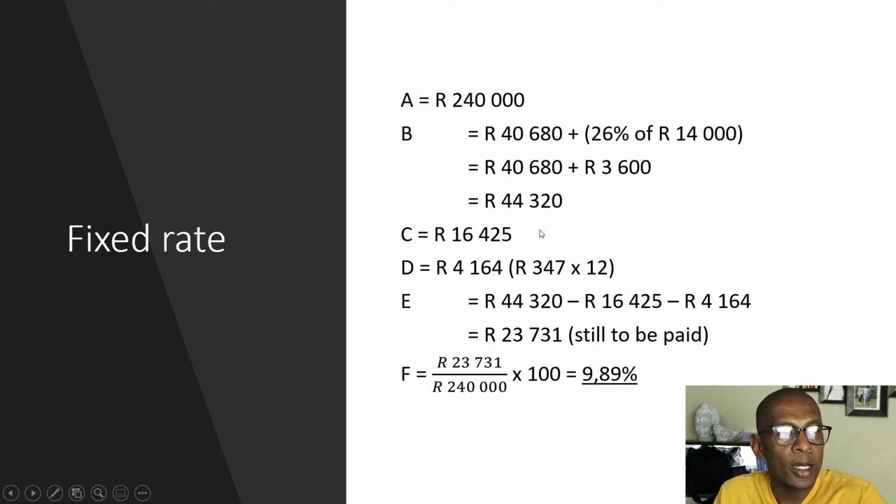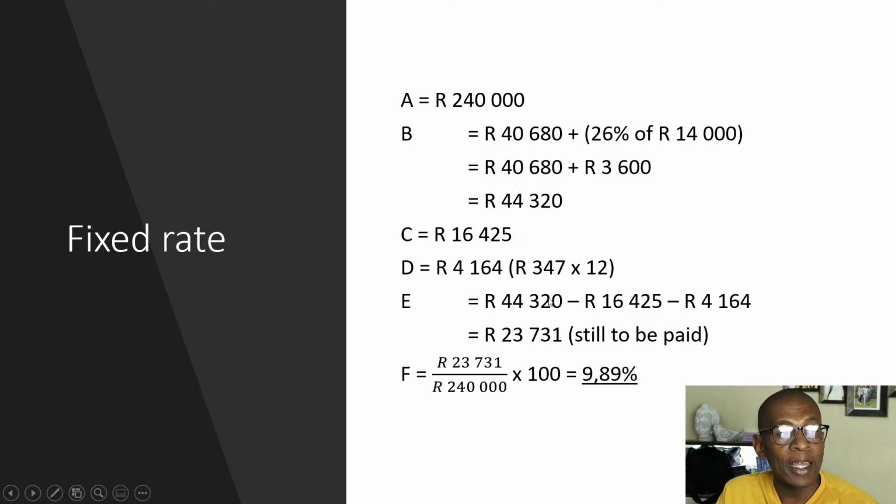And for C, for people under 65, the primary rebate is 16,425. And then D, I've just assumed that our pensioner contributes to a medical aid, and SARS knows this already. Previously it was 347 rands in terms of his medical tax credits, 347 rands times 12, which gives me the total value of 4,164.